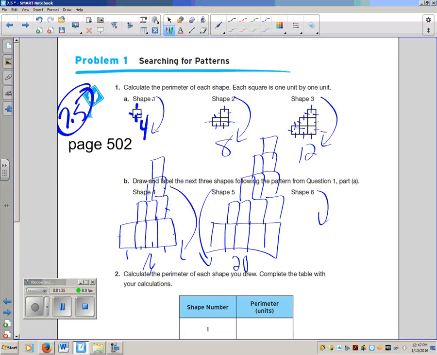What's going to be the perimeter of shape 6? What do we multiply all of these by? 24. That's going to be the answer.